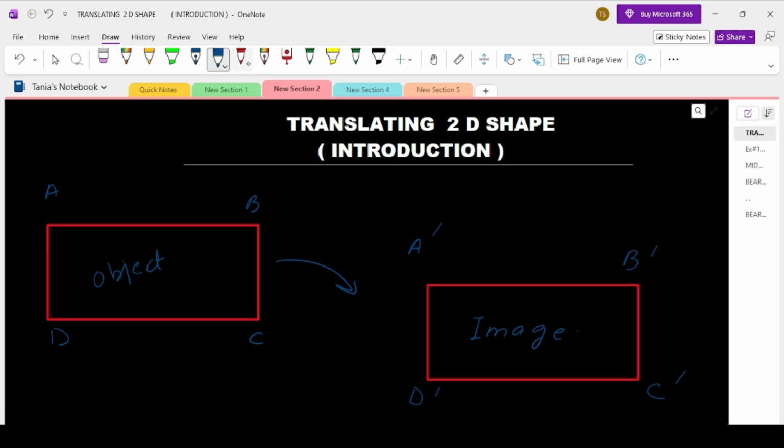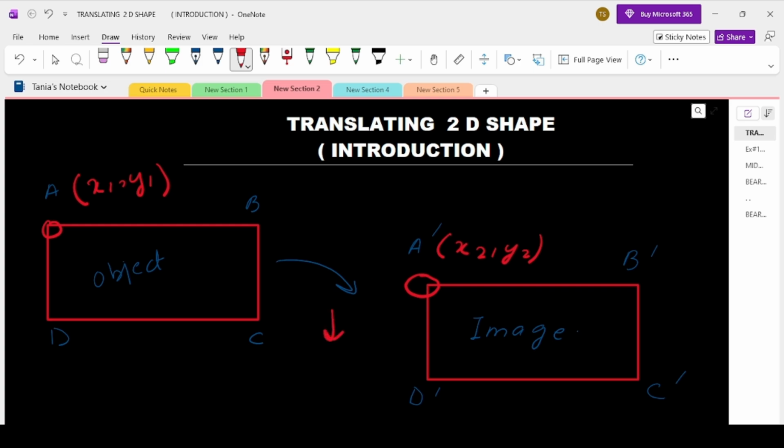For example, the coordinates were x1 and y1 for A. Now after translation it could be x2 and y2, because they have changed their position from one place to another. Previously the point was there and now the point is here. So A is the original point and the point we are dragging to another place is A dash.